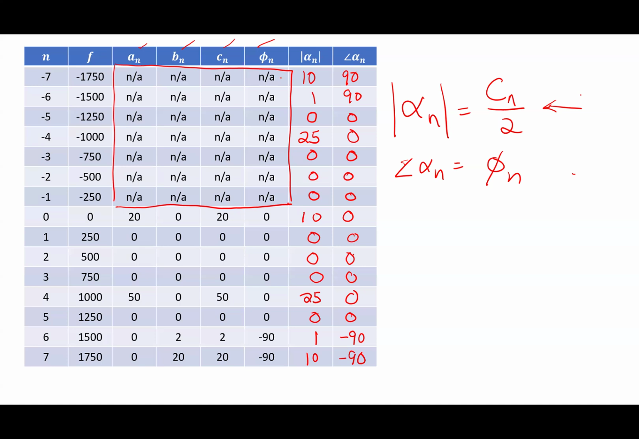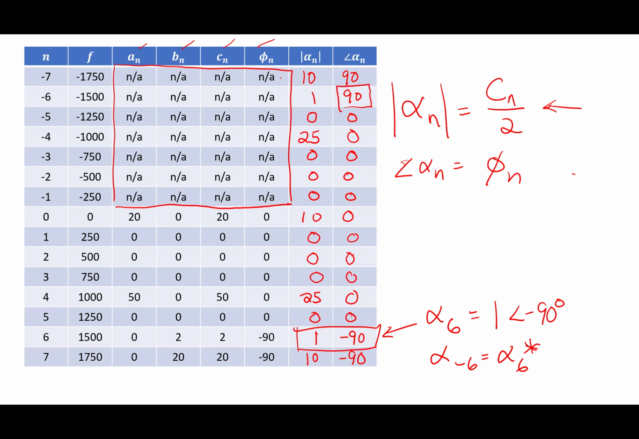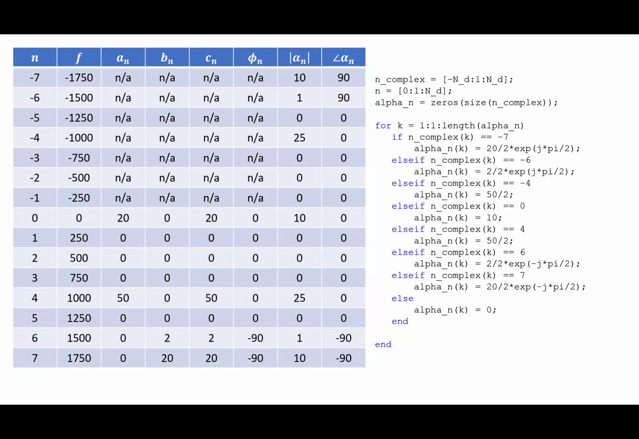Just to be clear, these 2 values make up what I would call alpha 6, which is apparently 1 angle -90. Alpha -6 is always the conjugate of alpha 6. So if I look at -6 all the way up at the top, the magnitude is the same. What do you notice about the angle? It's 90, the opposite of the angle of the other one. It's the conjugate operation.